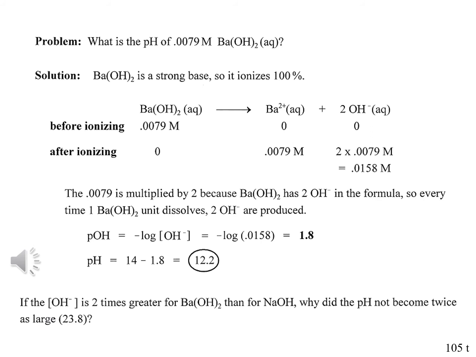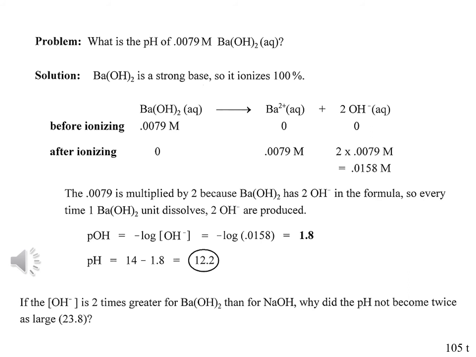The last problem was 11.9, and this problem was 12.2. It doesn't look like that much more pH, does it? The question is, why couldn't I get the pH in this one by just multiplying by 2? I mean, after all, there's 2 times as much OH. So why couldn't I just take the pH from the previous problem, 11.9, and multiply it by 2, which gives you a pH of 23.8?